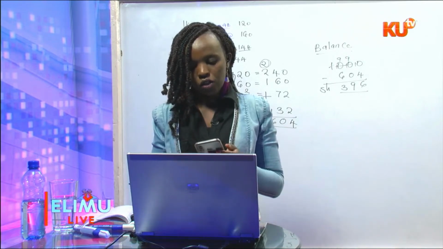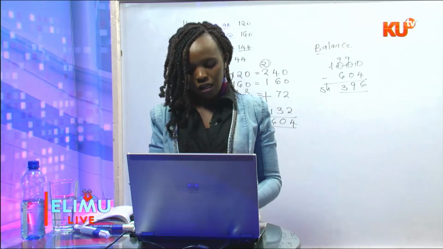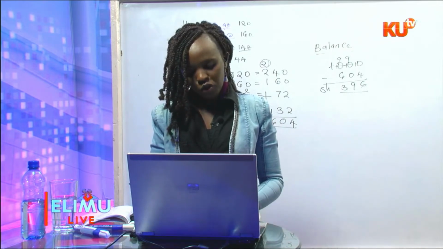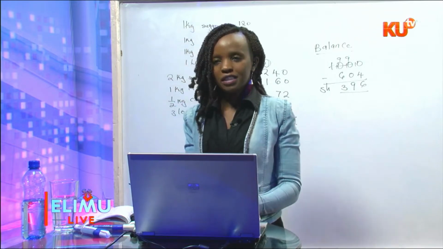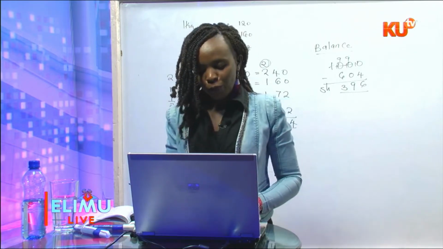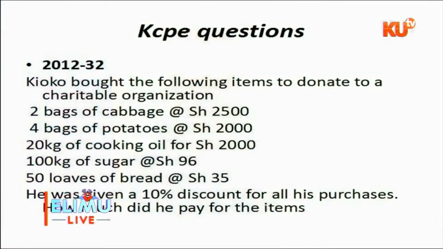Yes. So I want us to skip and go to year 2012. Question number 32 for 2012 reads: Kyoko bought the following items to donate to a charitable organization.